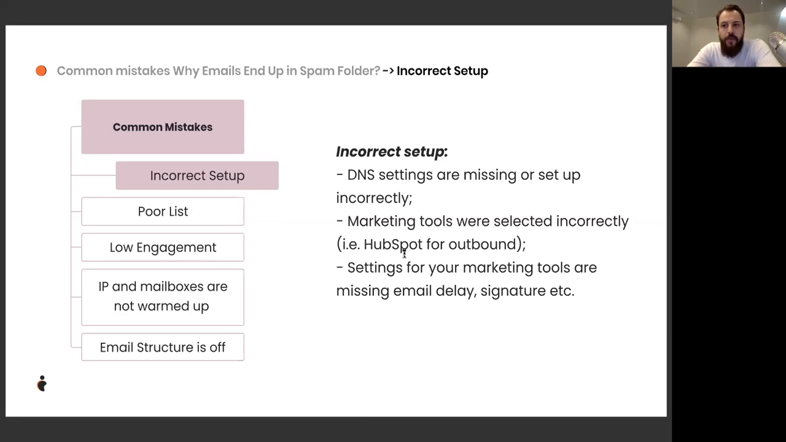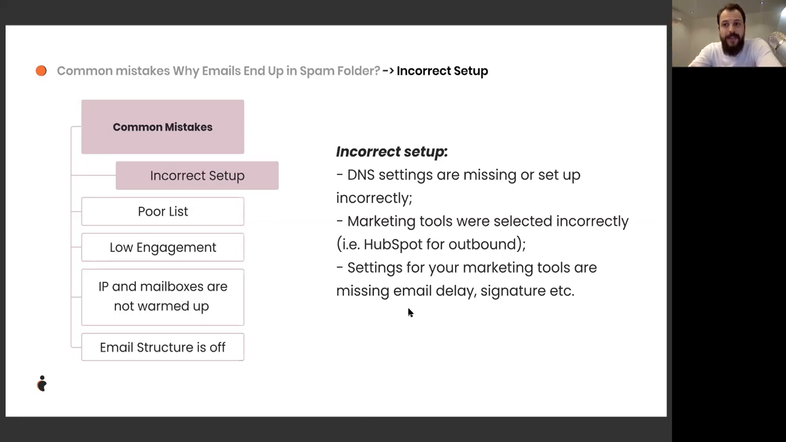And HubSpot can be used for inbound, for example, when you launch your newsletters or keep your customers posted, right? Another point here is that the settings for your marketing tools are missing, such as email delay, signatures, and so forth. Sometimes when you set up a marketing tool that works with your email, a lot of folks miss some basic settings, like a delay between your cold emails when you send them out. We recommend and stick to about 200 to 250 seconds between emails, so I send one email and then in 3 or 4 minutes the tool sends another email.